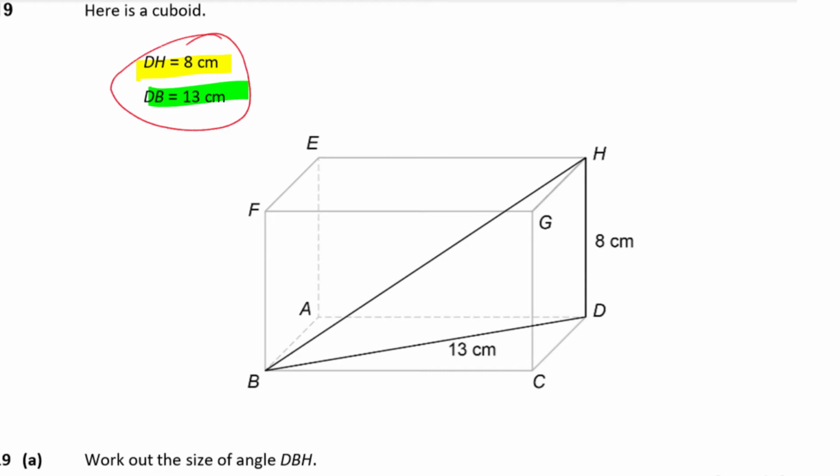Work out the size of angle DBH. Where is angle DBH? Starting at D, going from D to B to H, we're talking about that angle there, aren't we? Okay, that's the one we're trying to find. So I want to find this angle here. Well, that should be fairly easy then, isn't it? Because I want that angle, let's call it theta.